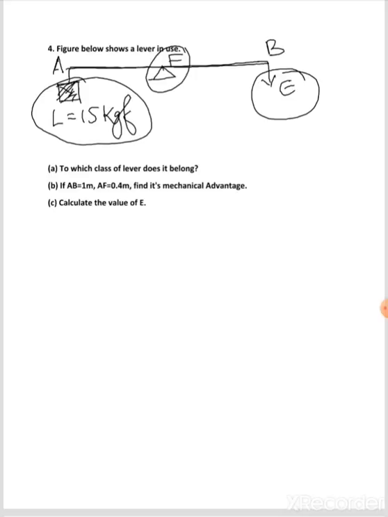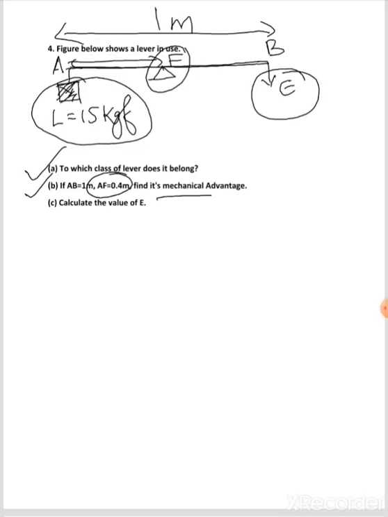The question is, number A, to which class of lever does it belong? Number B, if AB equals 1 meter, so the entire length of the lever is 1 meter, and AF, this one, is equal to 0.4 meter, find the mechanical advantage. And lastly, number C, calculate the value of effort. That is what the question tells us, right?